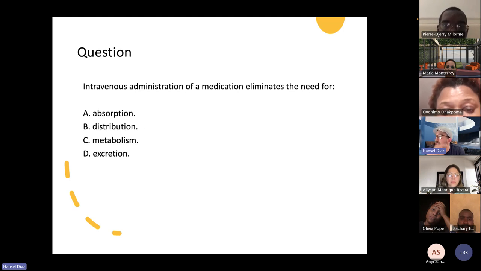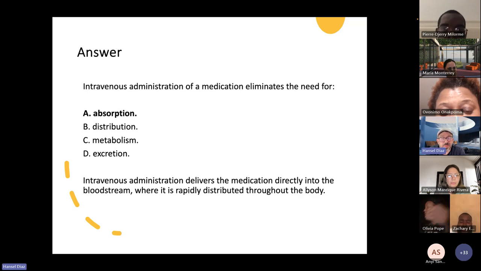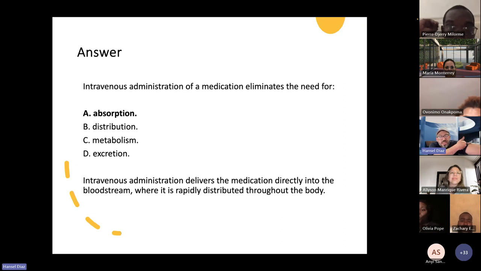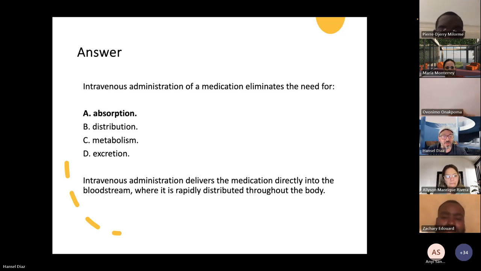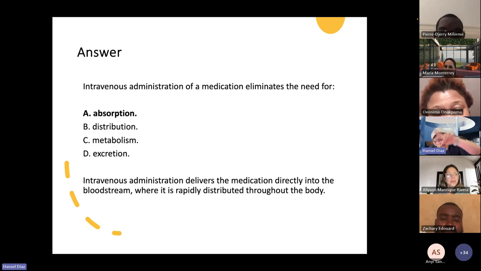Intravenous administration of a medication eliminates the need for what? Absorption. Correct. There's no absorption with intravenous. You have a vein, you put it in there, you shoot it. It's designed to go straight into the bloodstream. It's an active metabolite already. You don't need to absorb that medication. And it's just going to keep on going and do what it does in the body.